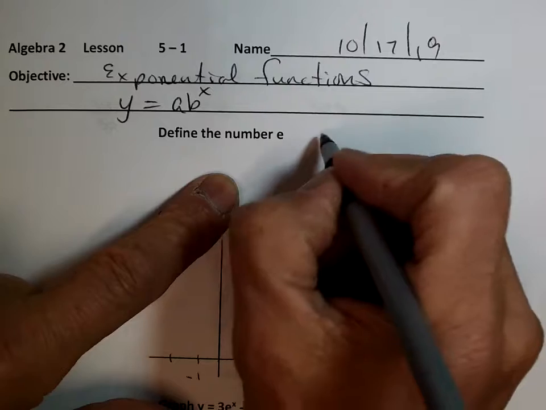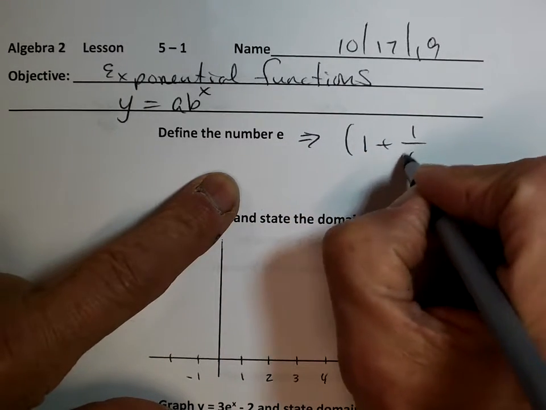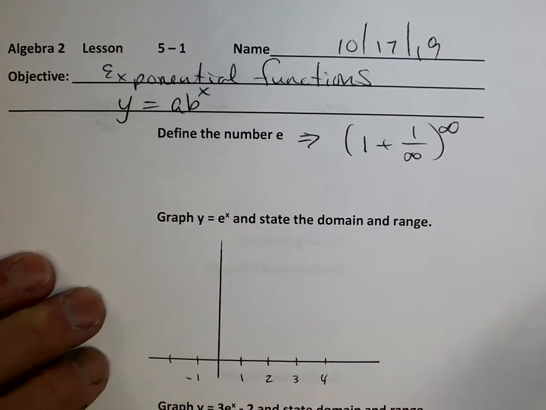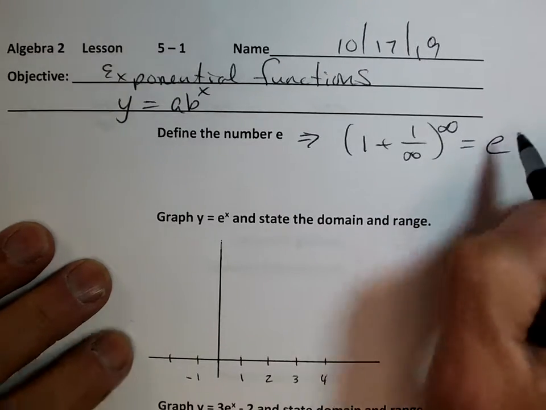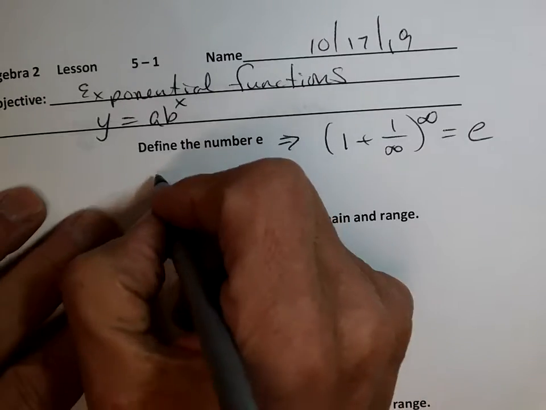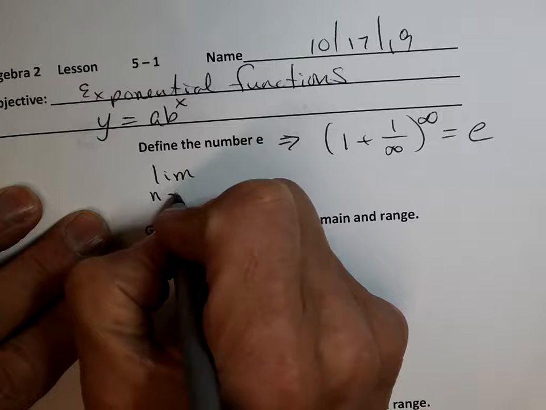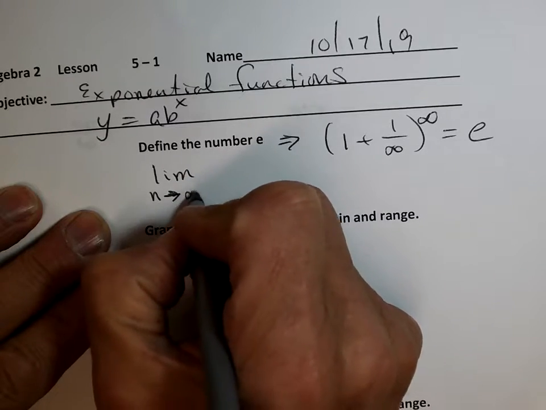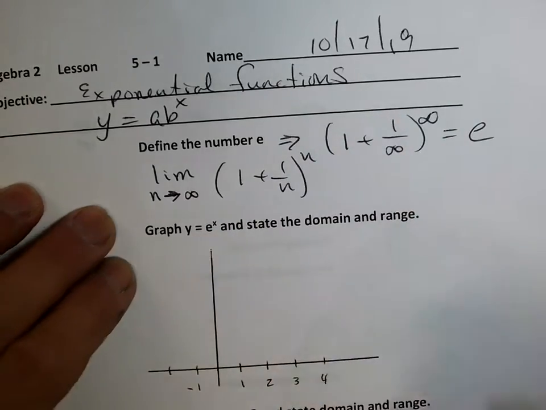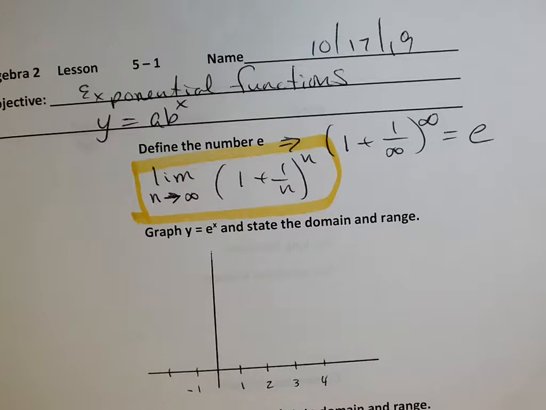The number e can be defined as 1 plus 1 over infinity, to the infinity power, okay? Now you can't get to infinity, so in calculus, I know this is not calculus, they write it like this: lim, the limit as n approaches infinity of 1 plus 1 over n to the n power. This is the way we'll define it in calculus, but it's not really that hard to understand.